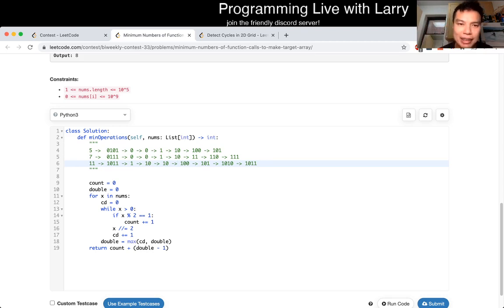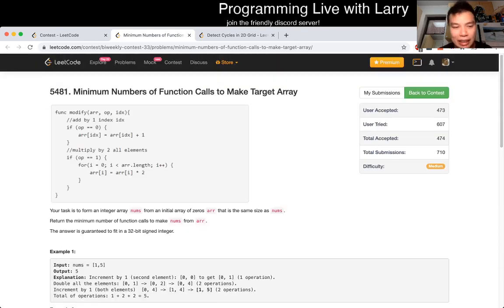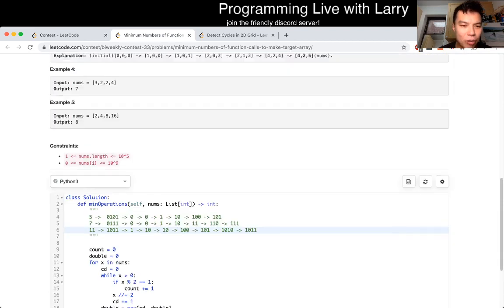So that's kind of my solution for Q3. I actually like this problem, it's cute, and I had to really think about what to do in this one.